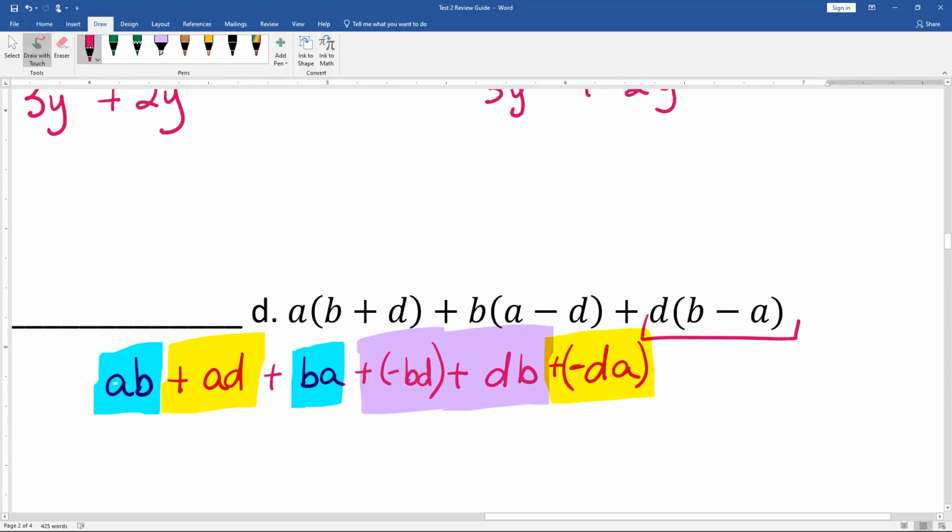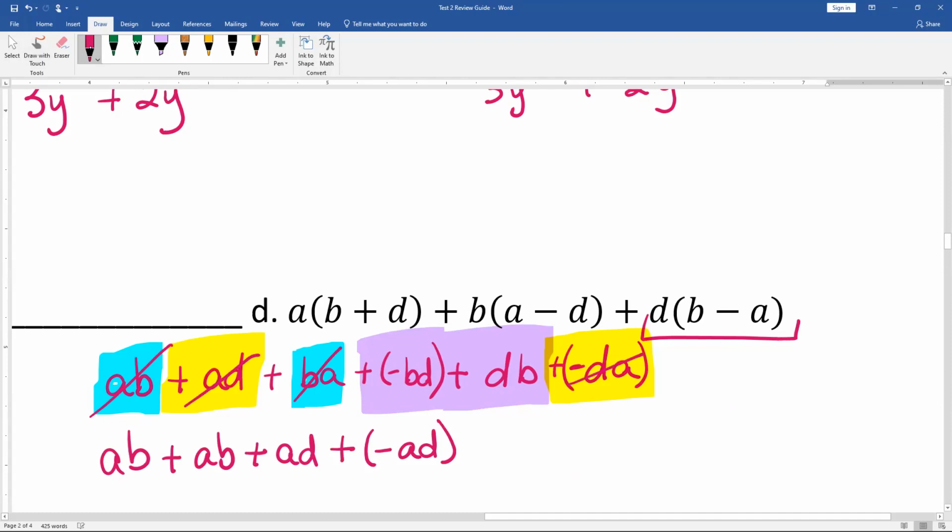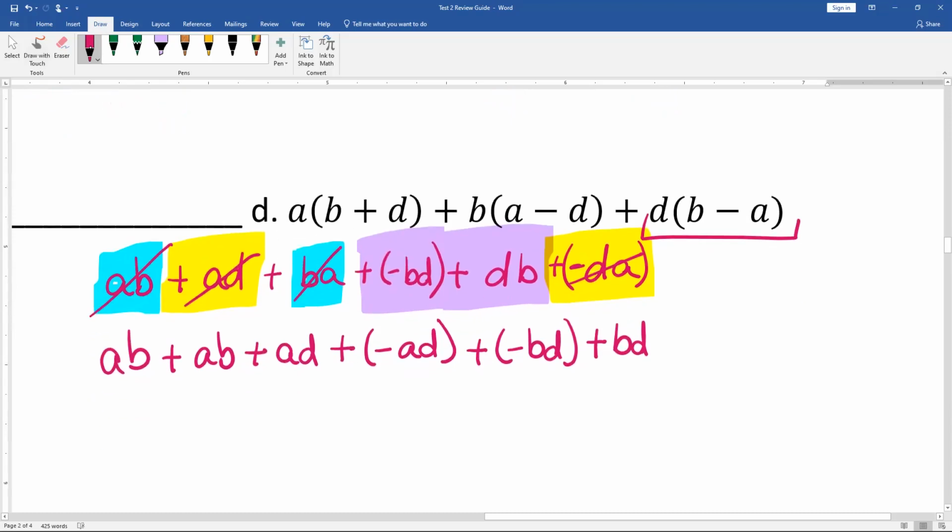All right, so I'm gonna combine my like terms here. So I have AB plus AB, so that gets these two out of the way. I have AD plus a negative AD, so that covers these two. And then I have plus a negative BD plus BD. All right. Well, we're close, right? We've got these two, and these. These are all my like terms.